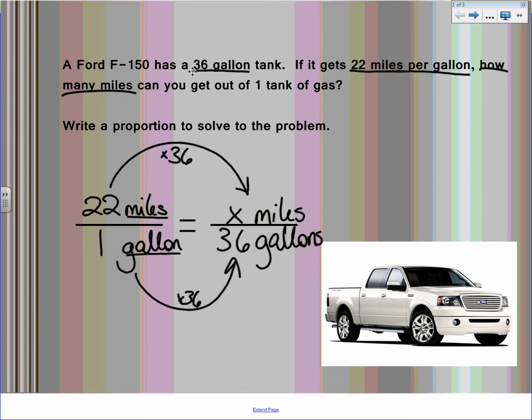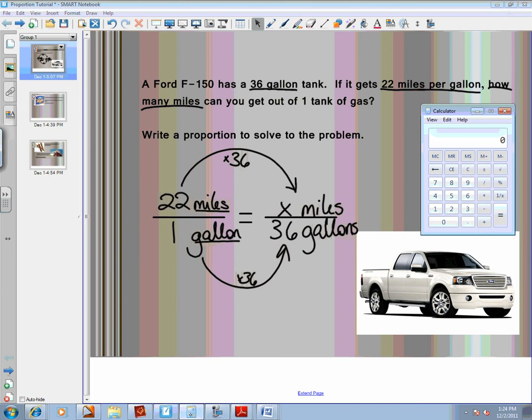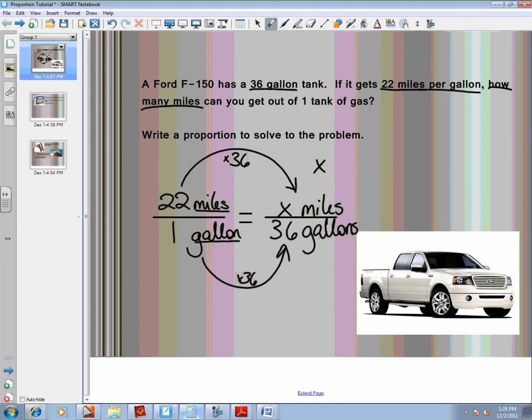So what is 22 times 36? Well, we'll get out our calculator here. 22 and times button right there, 36 equals 792 miles. That's a lot. So x equals 792 miles. Again, label. Label, label, label, so that you do not get confused.